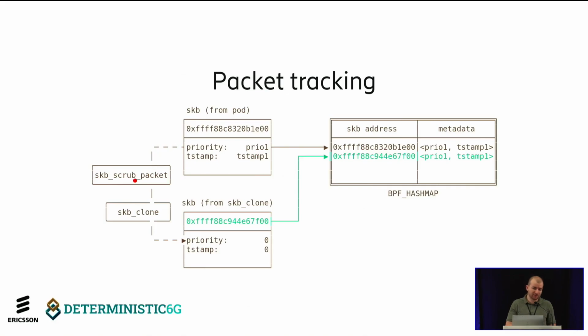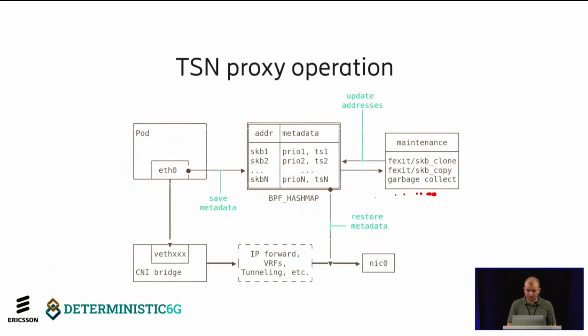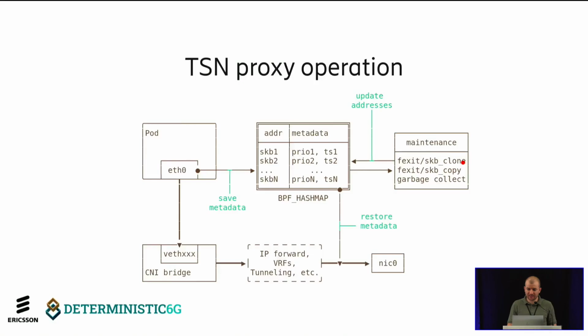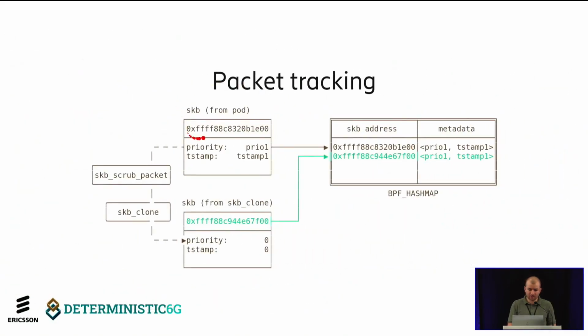And of course, first it comes to the SKB scrub, so it removes everything from it. And then the network stack calls SKB clone if it's going through a bridge or other places. And this is allocated at a different address without the metadata. But since we hook into SKB clone, we see the original address and the newly allocated address, so we can create a new entry in the BPF hash map with this metadata.